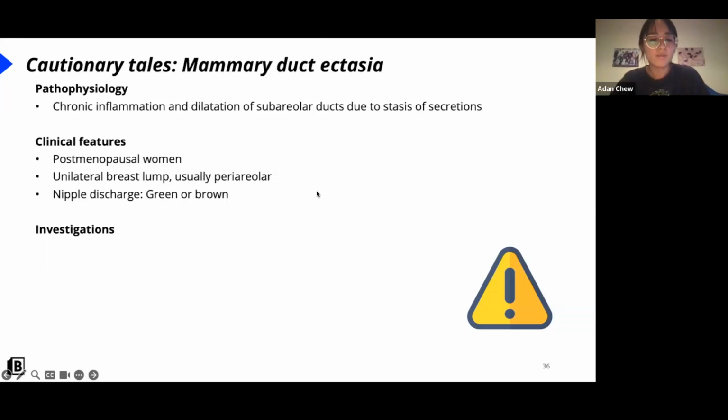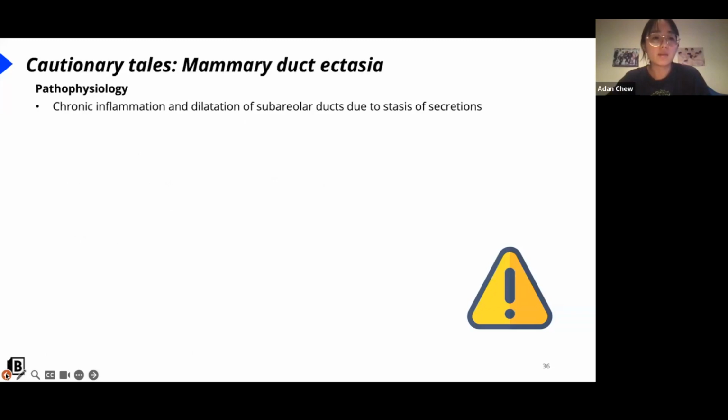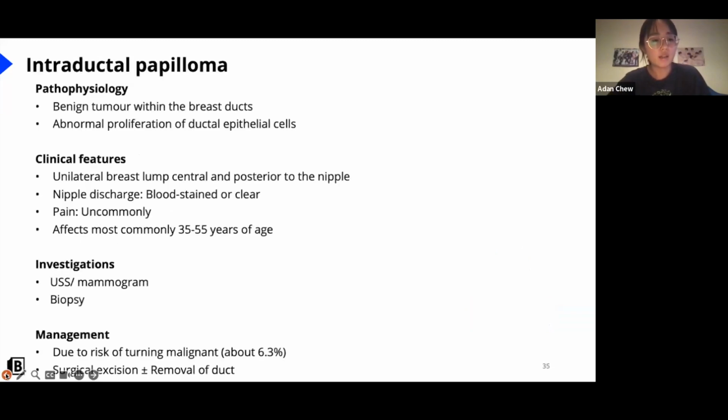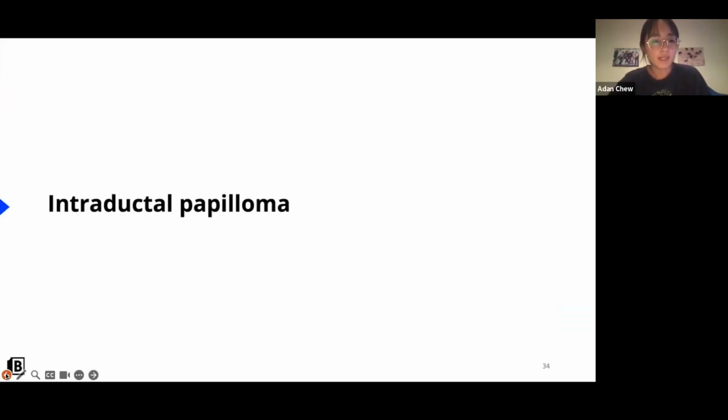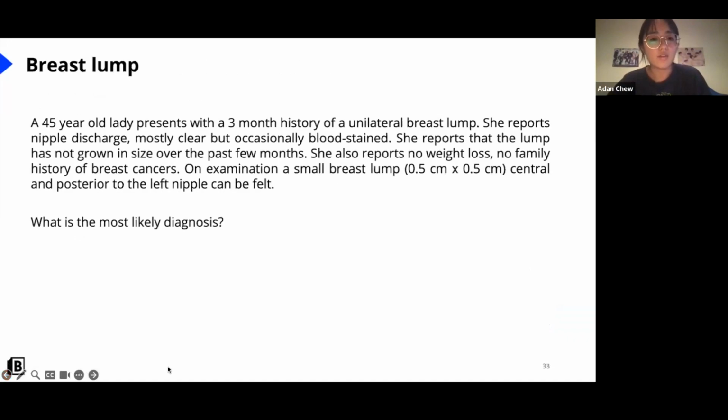I agree with you. And that's why usually these patients get sent for a triple assessment anyway, to rule out any worrying causes. But I guess you're expected to know that this is a benign diagnosis. An intraductal papilloma is a benign diagnosis. But yes, I would agree with you. It's difficult to rule out if it is a breast cancer.